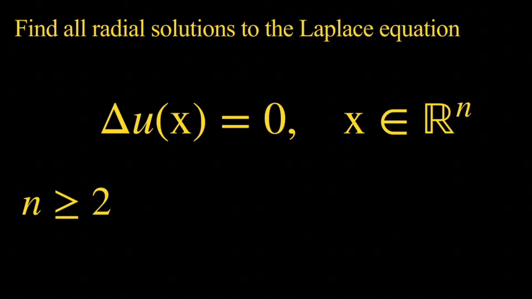Hello everyone and welcome. In this video, we're interested in finding particular solutions of the Laplace equation that are called radial solutions. So first of all, we're going to denote our equation by E. Here n is the dimension, and the dimension of our Euclidean space is at least 2.